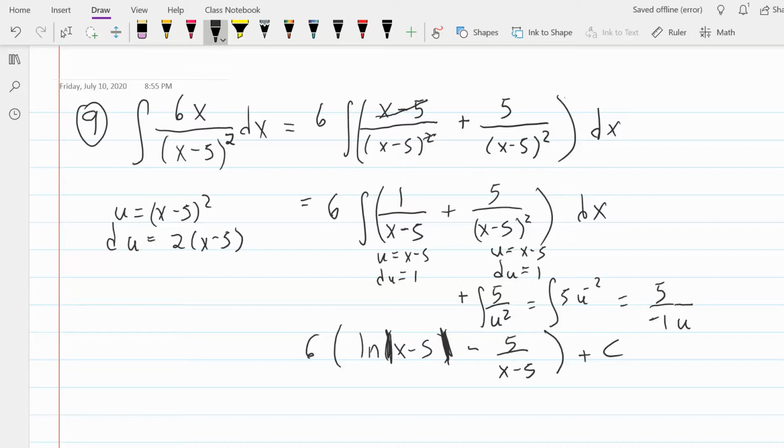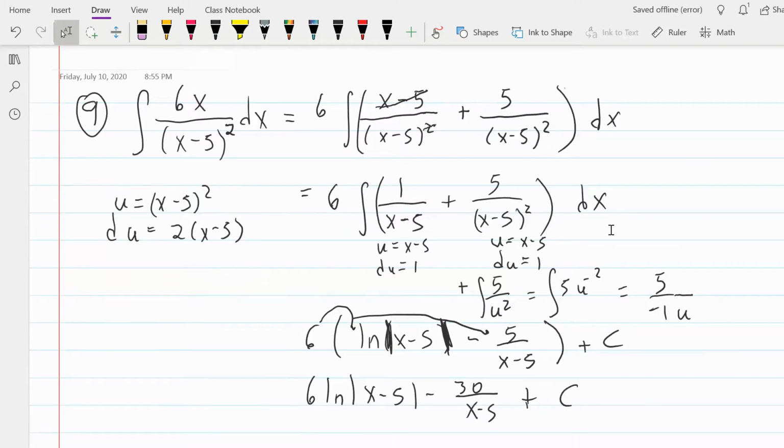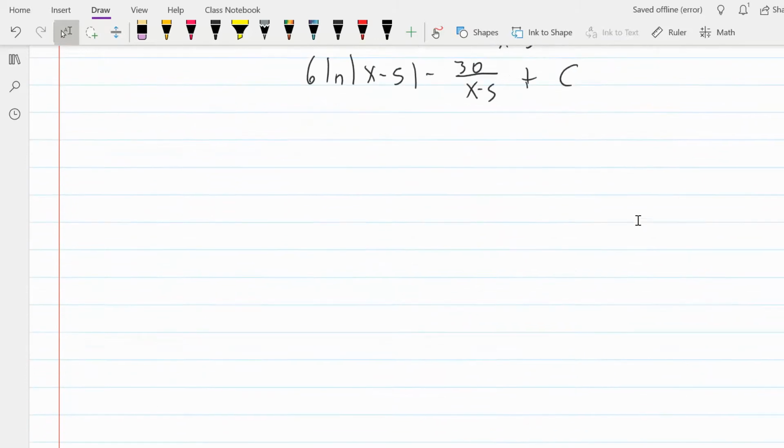You can multiply the 6 in if you want to. And if you do that, then you would have 6 times the natural log, the absolute value of x minus 5, minus 30 over x minus 5 plus c. Alright. Now, it's not the hardest problem, but it's different because you have to do all this algebra before you can actually do the calculus. And the next two problems you have to do the same thing.